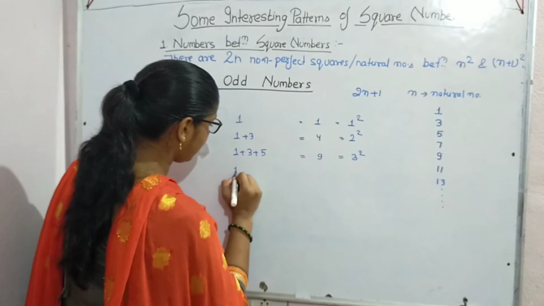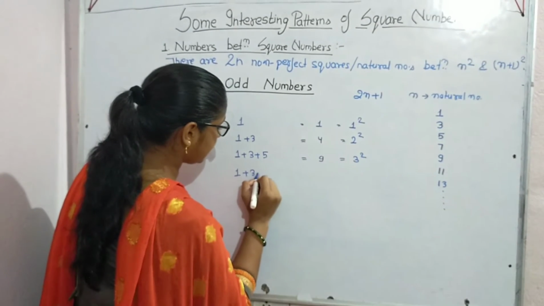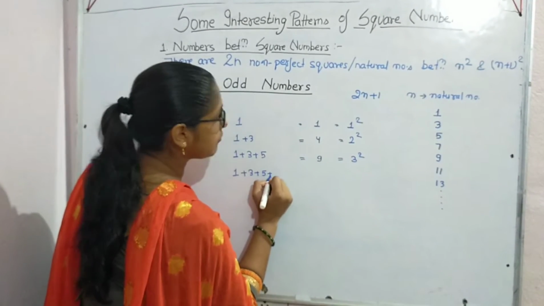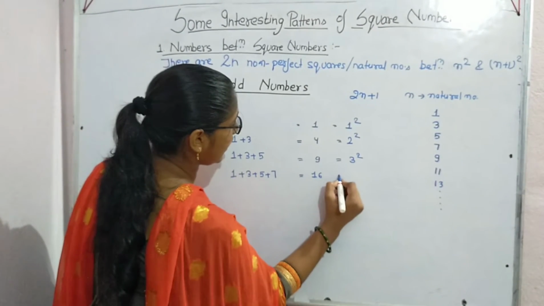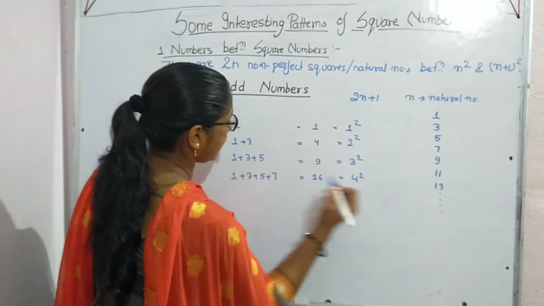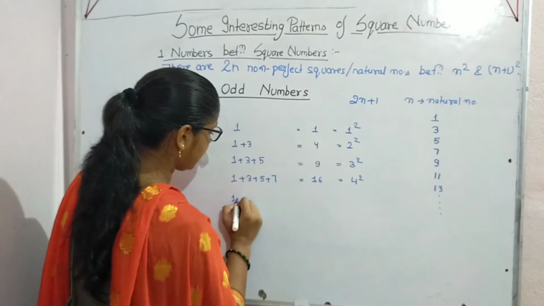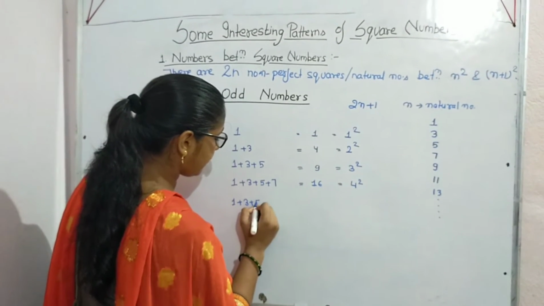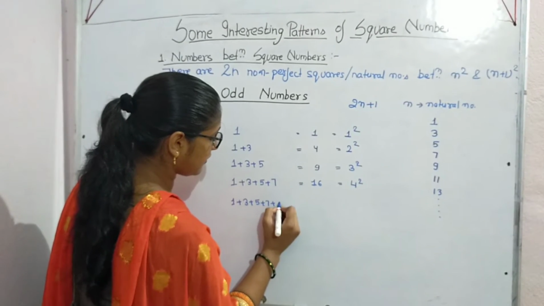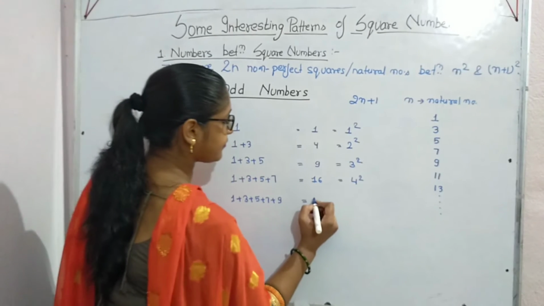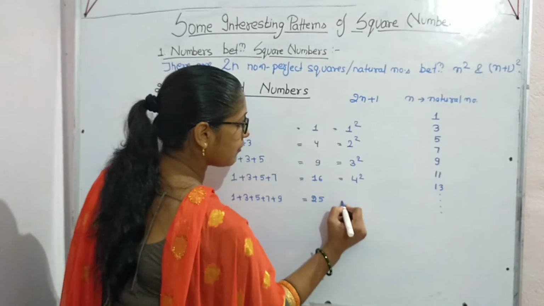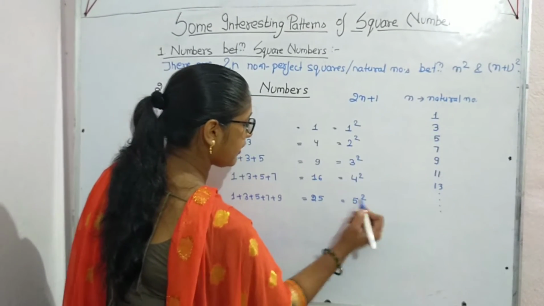Same as first 4: 1 plus 3 plus 5 plus 7, we get 16. It is the square of 4. Next is 1 plus 3 plus 5 plus 7 plus 9. When we add it, we get 25, which is the square of 5.